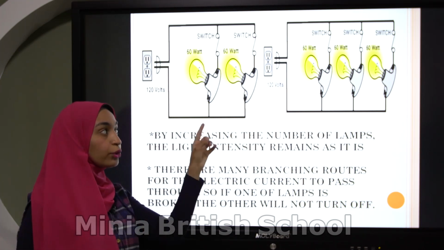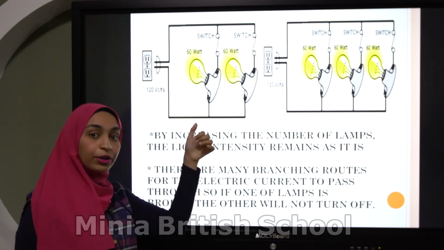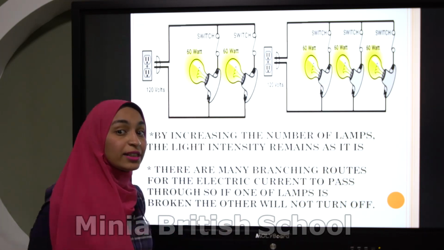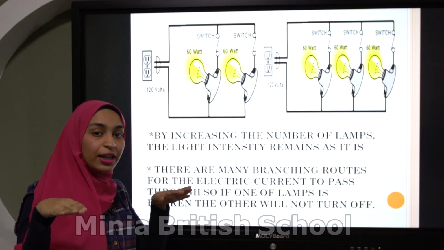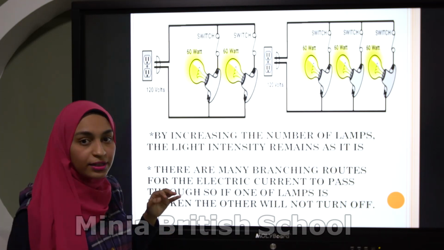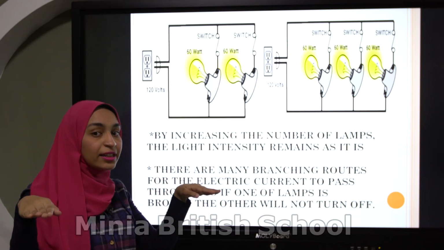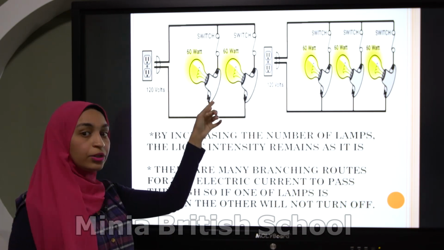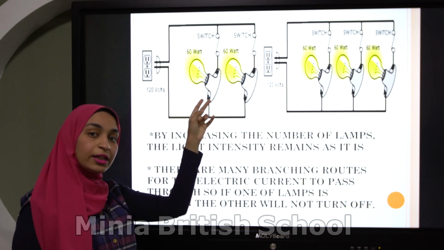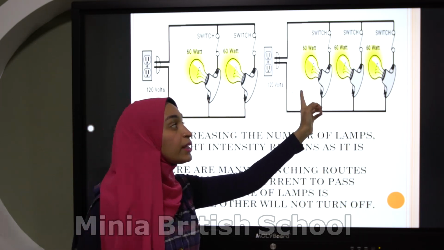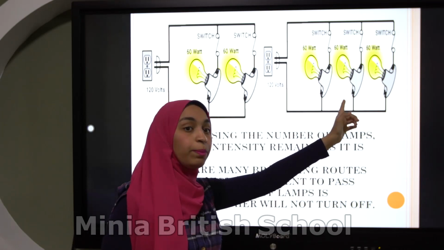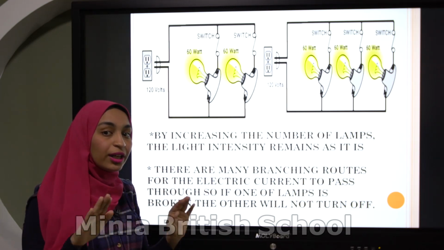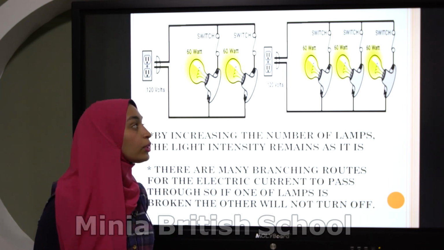So the first conclusion from those figures tells us in a parallel connection, by increasing the number of lamps, the light intensity remains as it is. It will not increase and it will not decrease. It will remain as it is. It will not change. Again, when we put here two lamps, the light intensity is very strong. When we put here three lamps, by increasing the number of lamps, the light intensity remains as it is. It will not change. Okay.